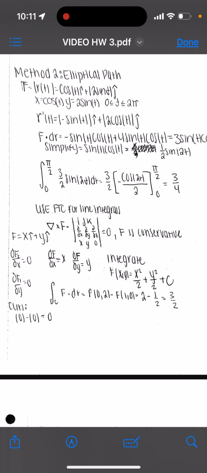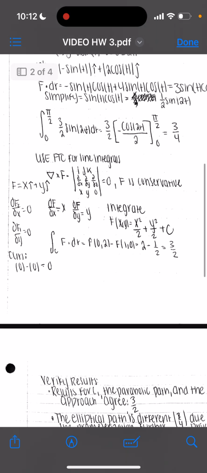We do the integral of F dot dr. This is the fundamental theorem of calculus. You do the endpoint minus the starting point, which is 2 minus 1/2, which gives us an answer of 3/2.